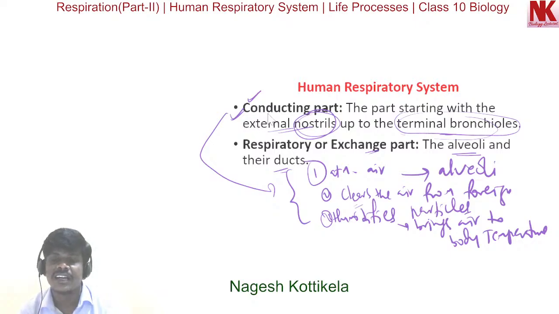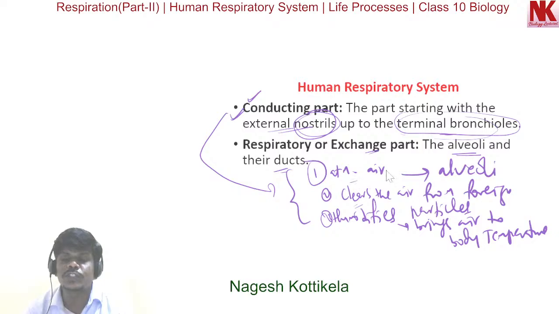I repeat this once again. The conducting part is nothing but the part starting with the external nostrils up to the terminal bronchioles. All this part is a conducting part. The gases are passing through this part, and the other functions of this part are that atmospheric air is carried up to alveoli, it clears the air from foreign particles, humidifies the air and also brings the air to body temperature. So these are the functions of the conducting part.